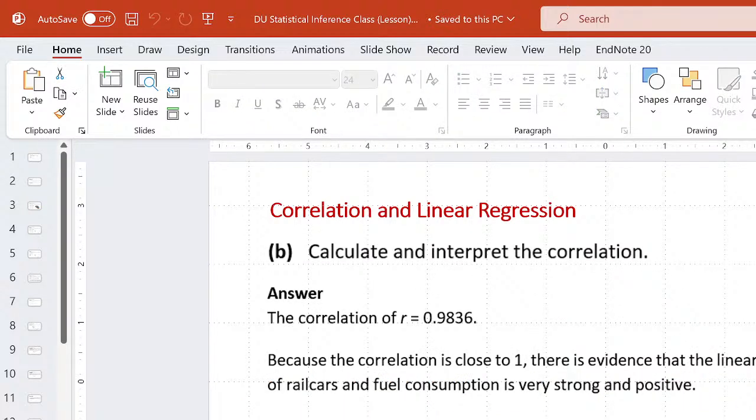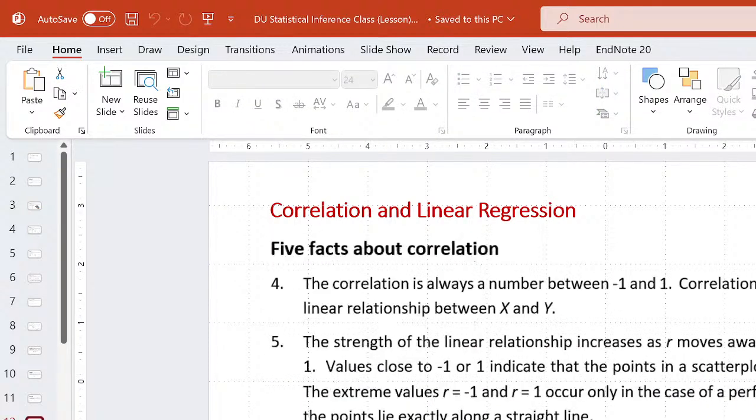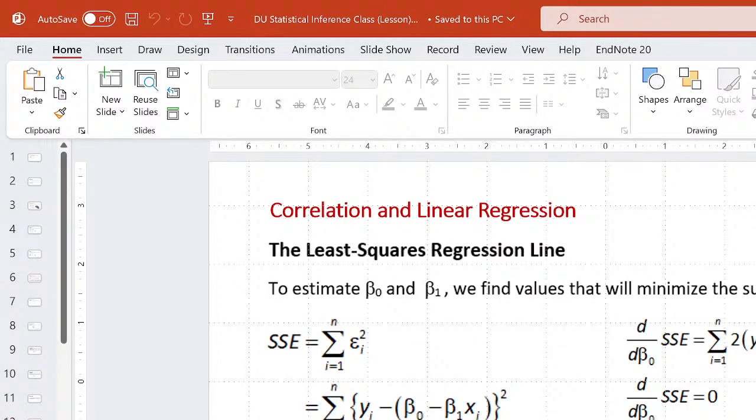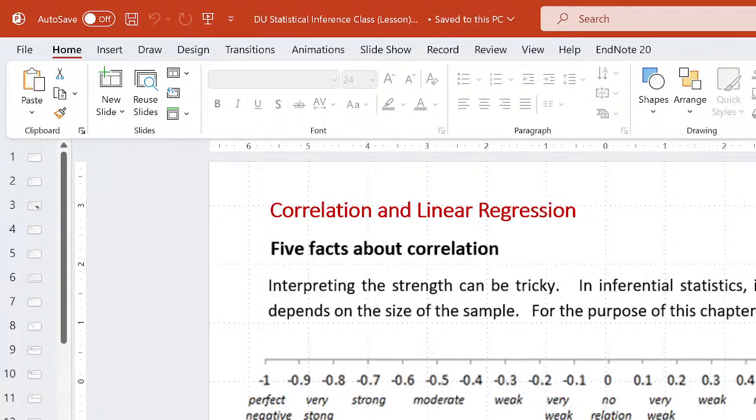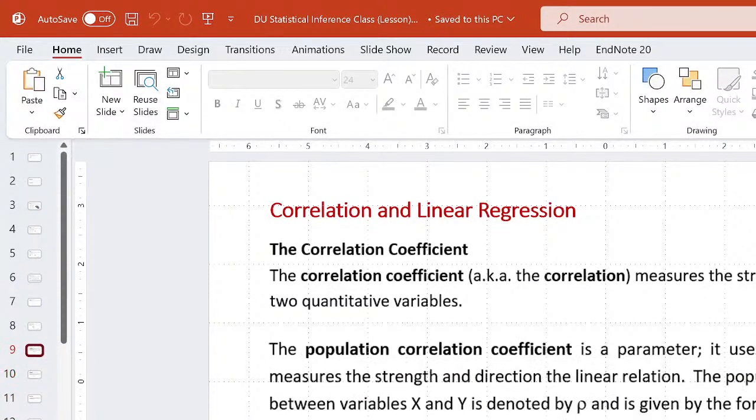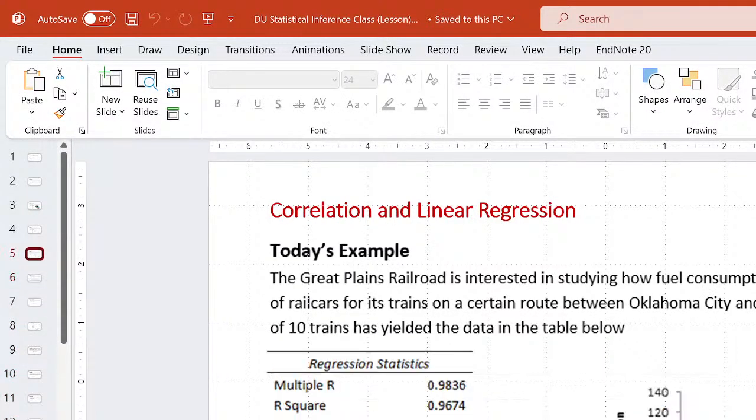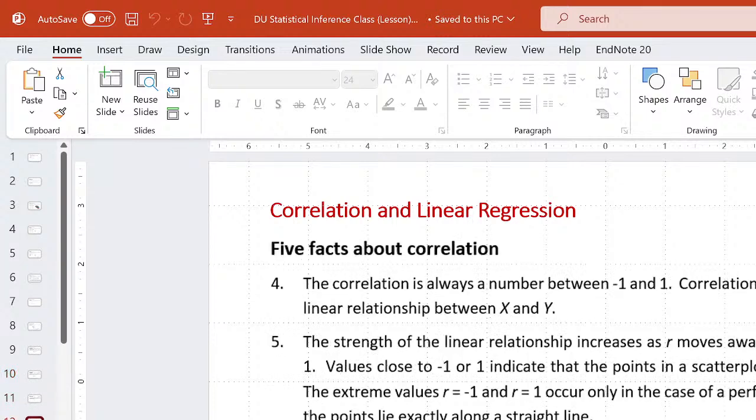And there's a rough guide of what you call it: no relation, very weak, moderate, strong, very strong, perfect, positive relation. A little rough guide.